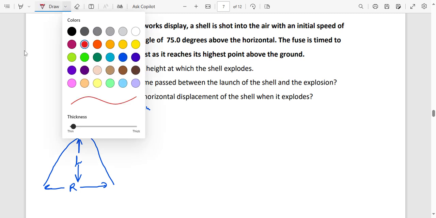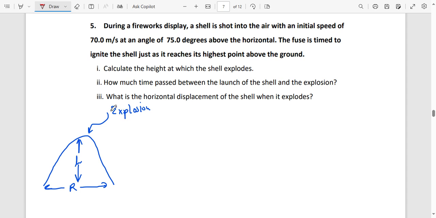First question is we want to calculate the height at which the shell is going to explode. That is the top there. So we can simply say 2gh is equal to v squared minus u squared. Because we are going upwards, the g is going to be negative 9.8. We don't know the height. That will be equal to the final velocity on top, which is 0, minus the initial velocity in the y, which is 70 sine 75, squared.